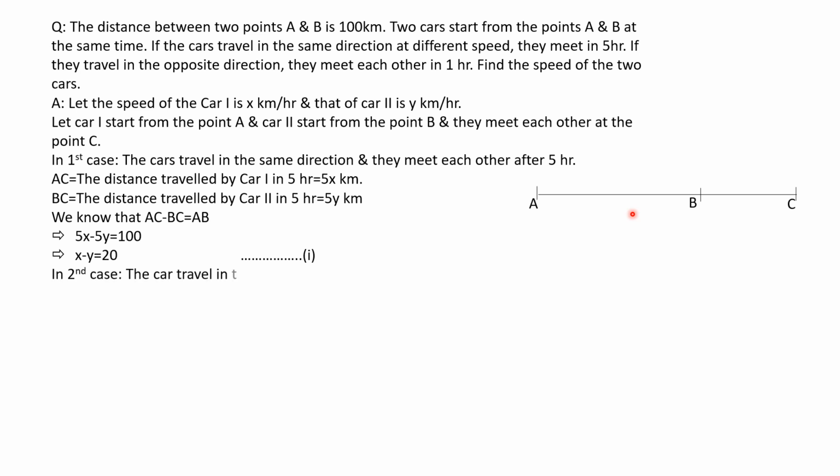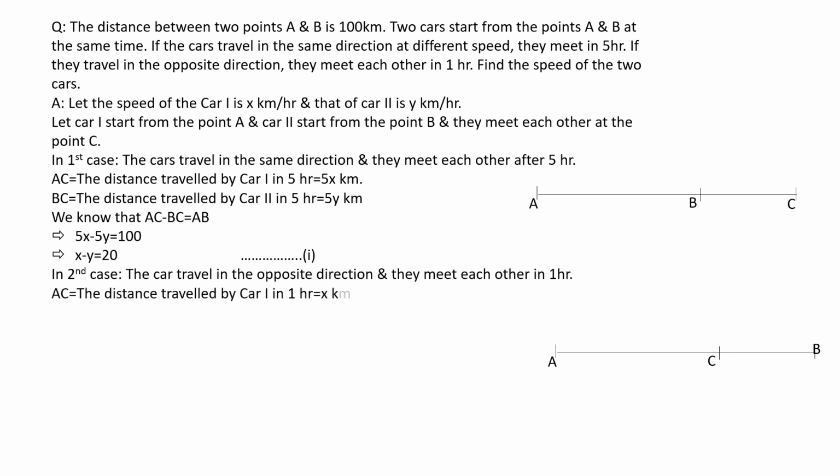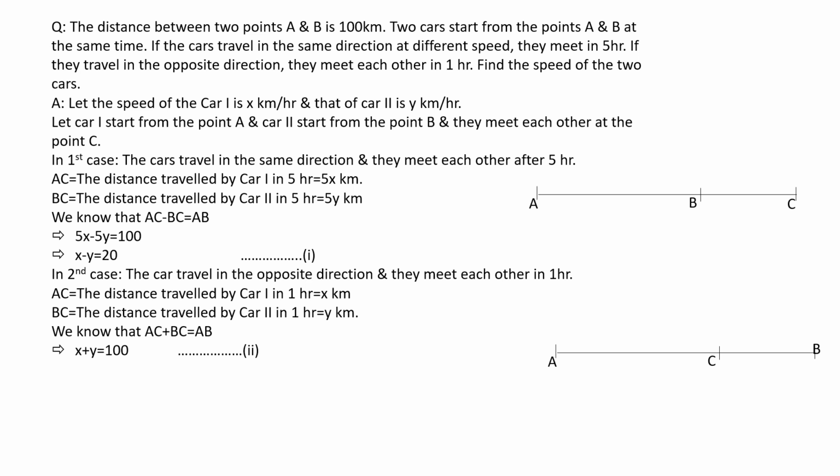Now the second case, the cars travel in the opposite direction and they meet each other in 1 hour. If you draw the picture, A is the starting point of car 1 and B is the starting point of car 2. They are moving in opposite directions towards each other, and they meet each other at point C, where AC is the distance traveled by car 1 in 1 hour, which is x kilometer, and BC is the distance traveled by car 2 in 1 hour, which is y kilometer. Now we know that AC plus BC equals AB, or x plus y equals 100. Let this be equation 2.